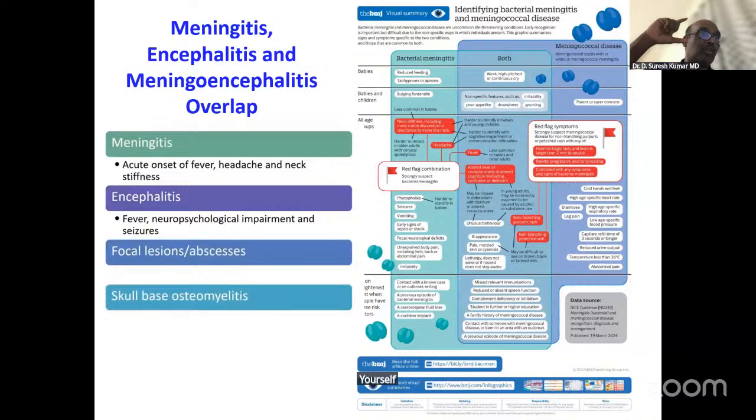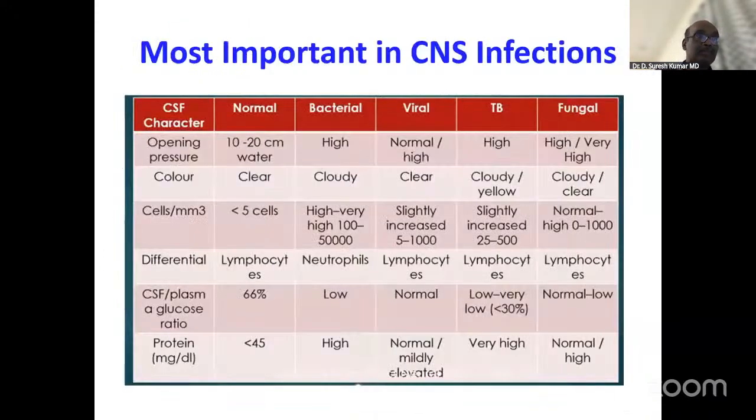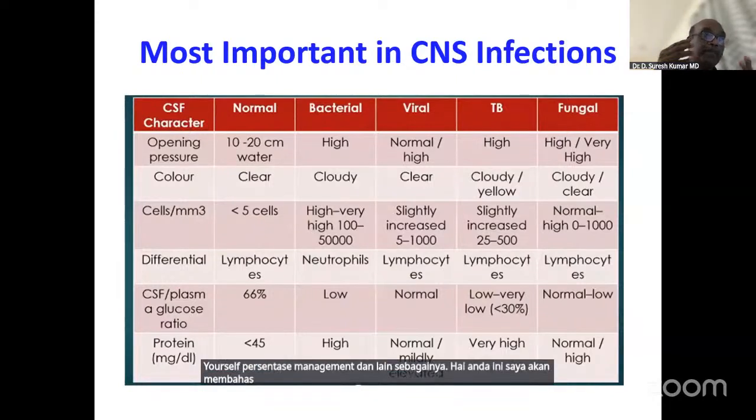These are the common CNS infections: meningitis, encephalitis, meningoencephalitis, and abscesses, all of which were touched upon by Dr. Arvind in his presentation extensively. And this is a chart we need to keep at the bedside or in the clinic, on how to differentiate bacterial, viral, TB, and fungal infections. This is a common thing we always need to keep in mind.